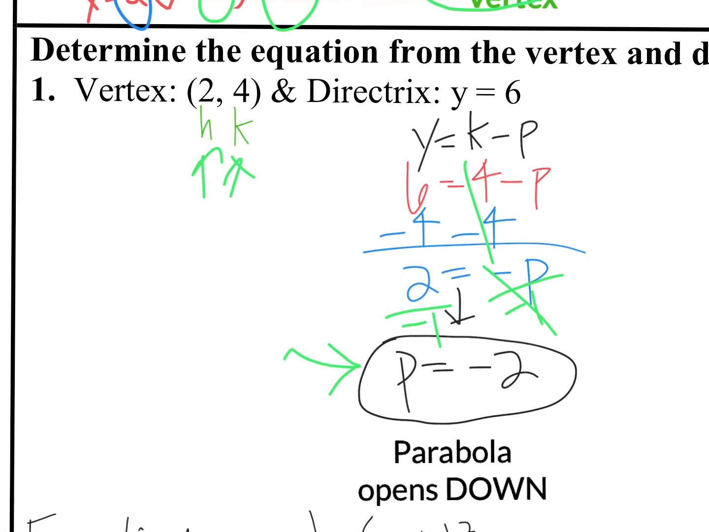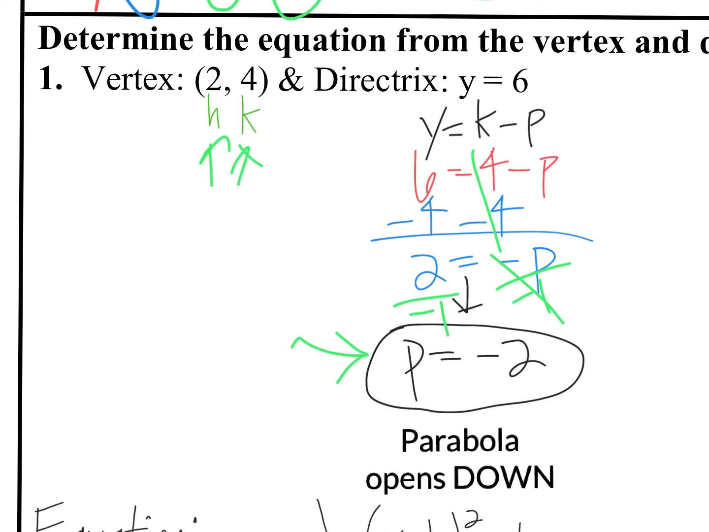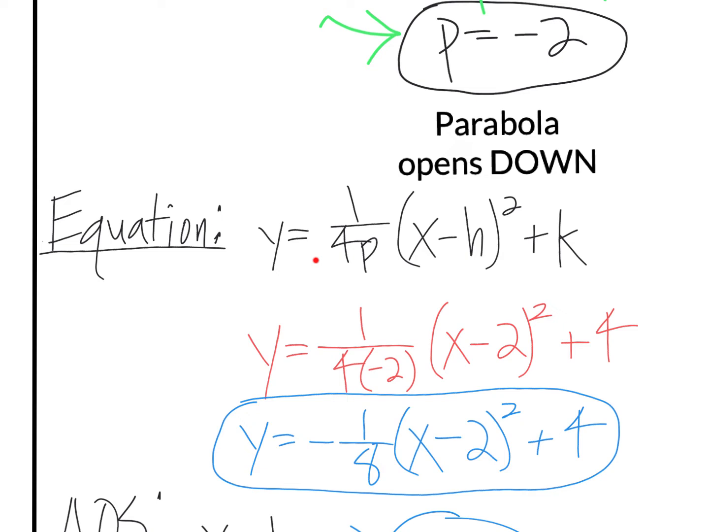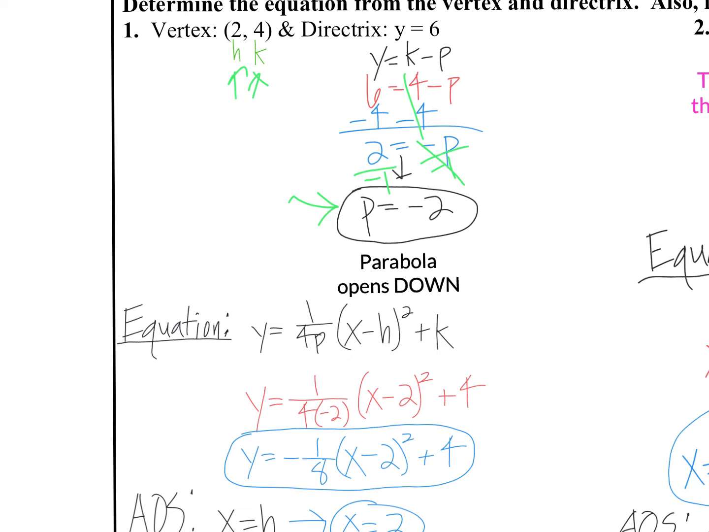All right, so the next thing I did was I made note that the parabola is going to open down, because I had a negative p-value and I already knew it was going up or down based off of that y equals in the directrix. Okay, and then I'm just going to plug everything else into the formulas. So my equation formula is y equals 1 over 4p, so 1 over 4 times -2 is going to make -1 over 8. And then it says x minus h. Well, h was 2, so x minus 2 squared plus k. k was positive 4, plus 4. So there's my equation of my parabola, okay?